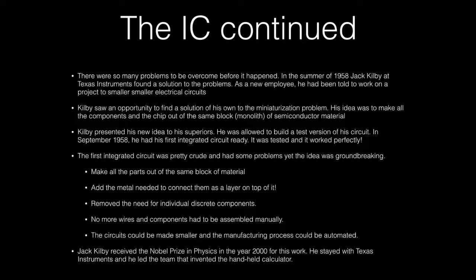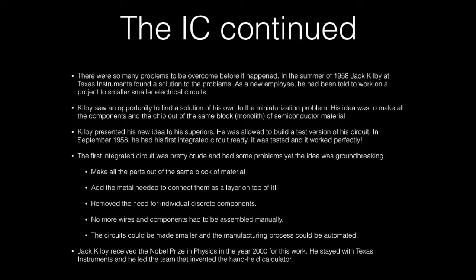Why not make all the components on the chip out of the same monolith of material, or the same block of semiconductor? In the past, we had discrete components. They're called a transistor, a resistor, a capacitor, a diode. They were discrete, individual. Why not build them all out of the same building block? So he presented his idea to his bosses, and he was allowed to build a test version of it. In the summer of 1958, the first integrated circuit was ready, and it worked right off the bat.